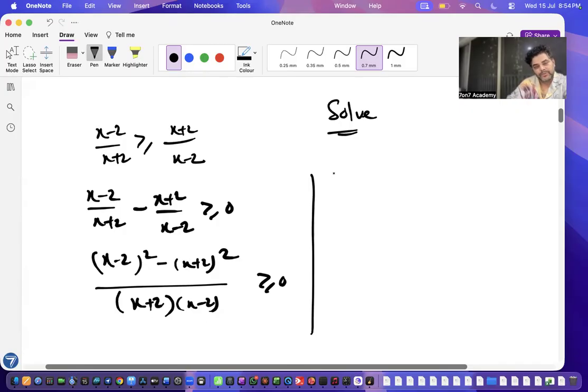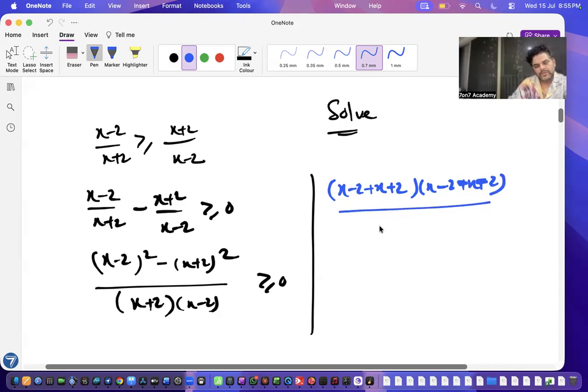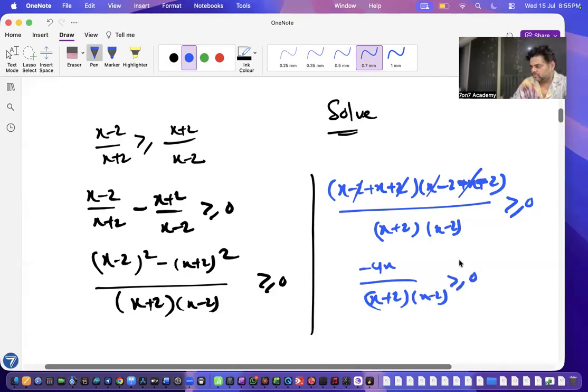Just open the bracket. Use a square minus b square, as we would normally do. So (x minus 2 plus x plus 2)(x minus 2 minus x minus 2) over (x plus 2)(x minus 2) more than or equal to 0. So this cancels out, and here this cancels out. You'll get minus 4x over (x plus 2)(x minus 2) more than or equal to 0.